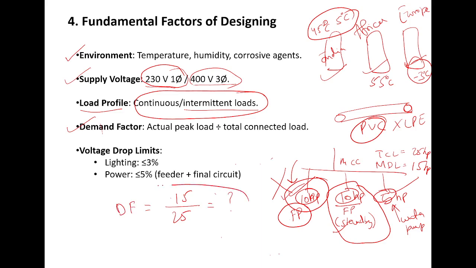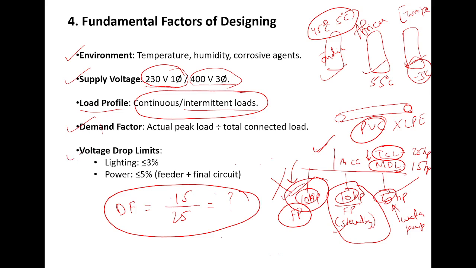Means you will get in percentage or in decimal value, how much percent of the total connected load can operate at a time. Keep this in mind, we calculate cable size and circuit breaker size based on MDL value, not on TCL value. So based on this MDL value, I will calculate the size of circuit breaker or my feeder. So this is my demand factor.